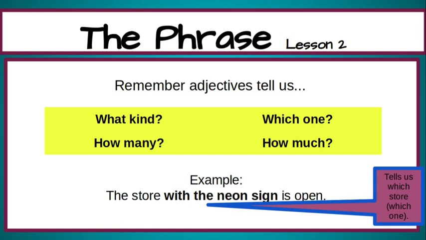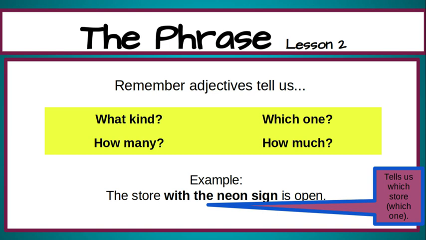So you do have this chart on your notes. You do need to go ahead and fill that in and think about what you're writing when you're writing it. So adjectives tell us what kind, which one, how many, and how much. You can go ahead and pause this now so you can fill that in on your guided notes.